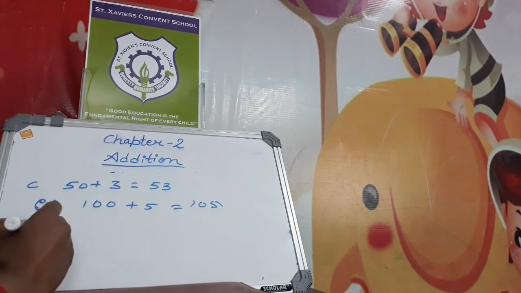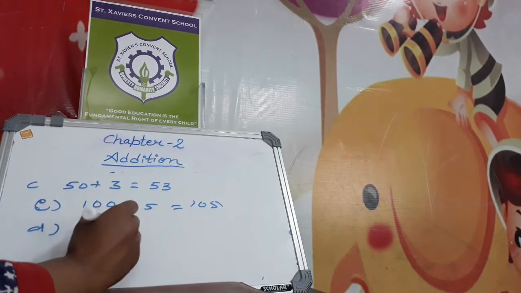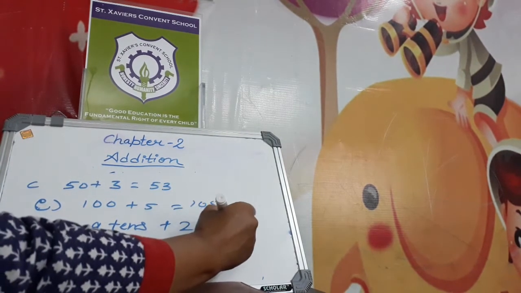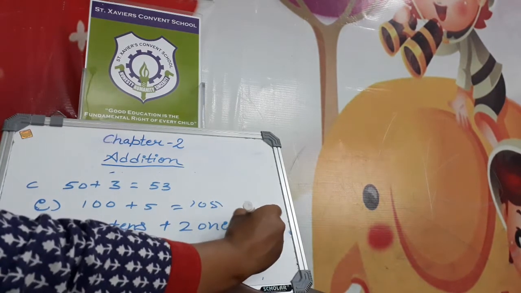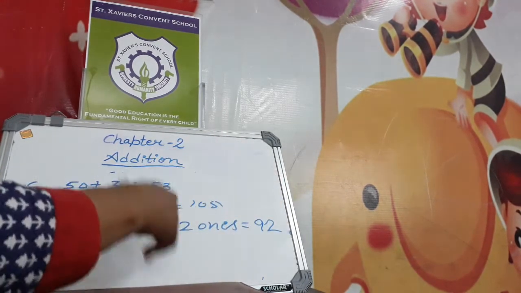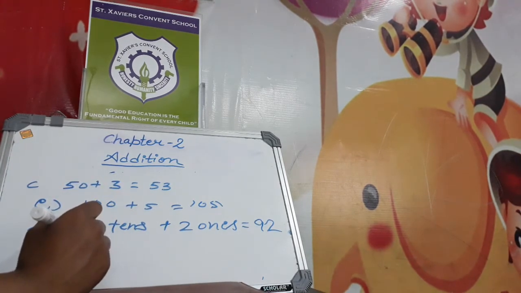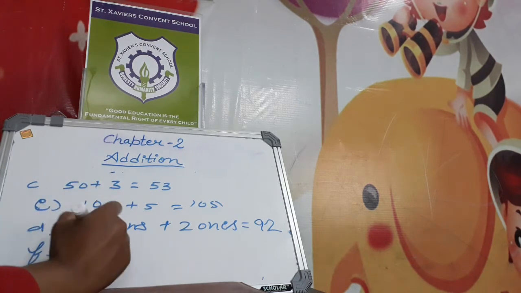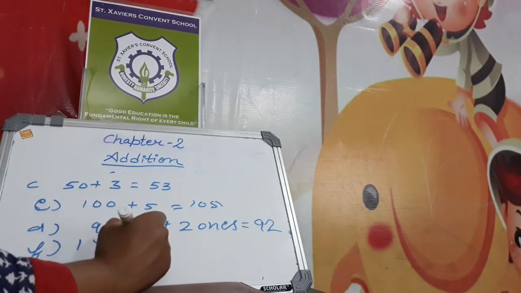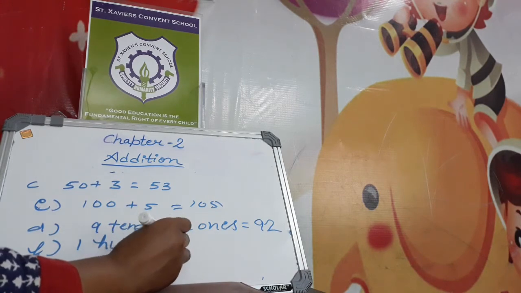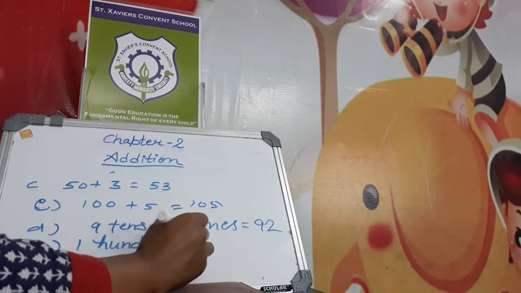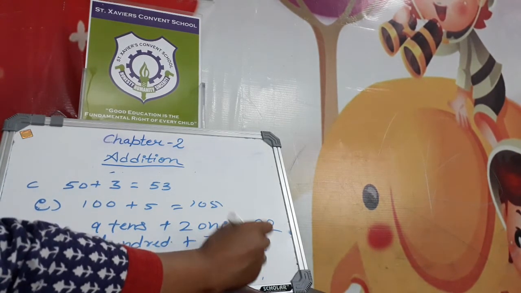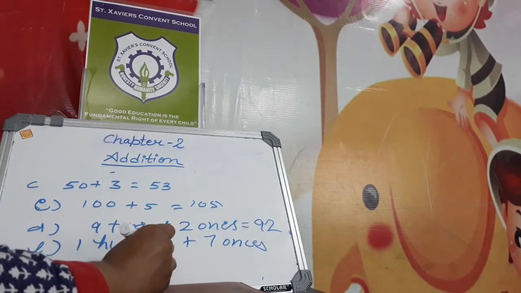Now see the question number D. 9 tens plus 2 ones. Answer is 92. Okay, 92. Then 100, 1 is in hundreds plus 7 is in ones. Answer will be 107.